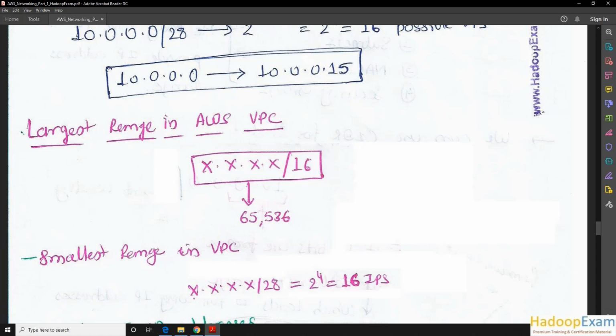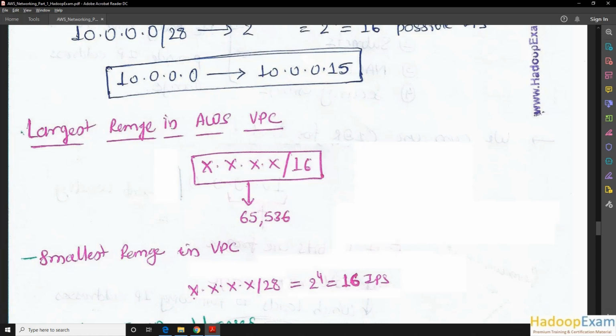And always remember, memorize for certification purposes, 5 IPs from one network are always reserved by AWS, Amazon Web Services. So if in your smallest range there are 16 IPs, out of 16 IPs, 5 IPs Amazon would reserve for their own use. So you would have only 11 IPs available.